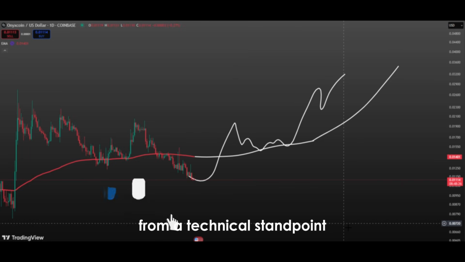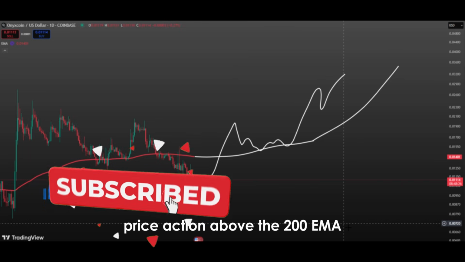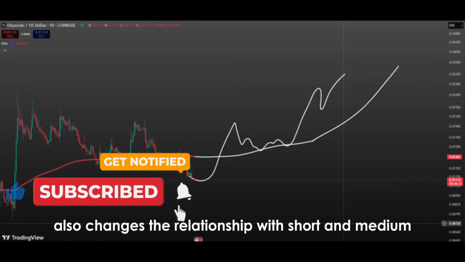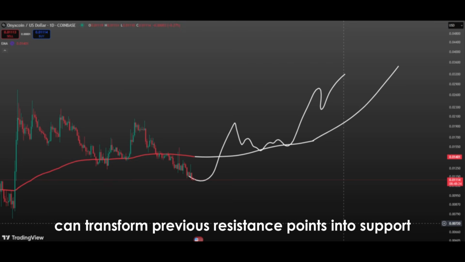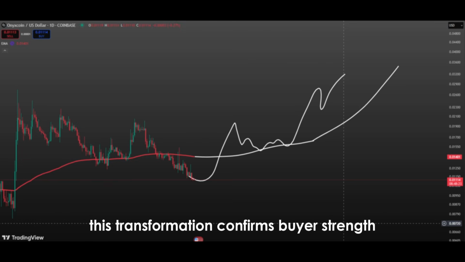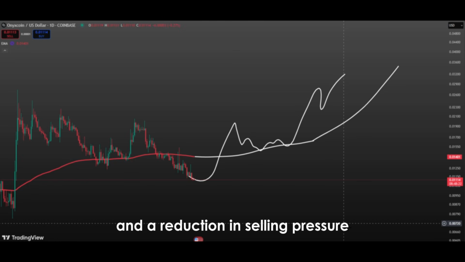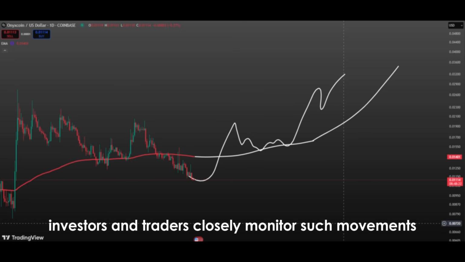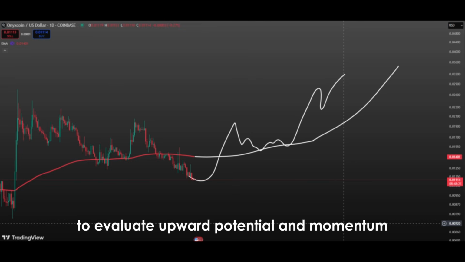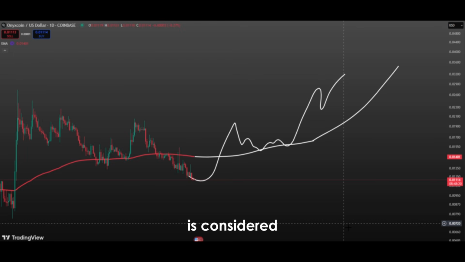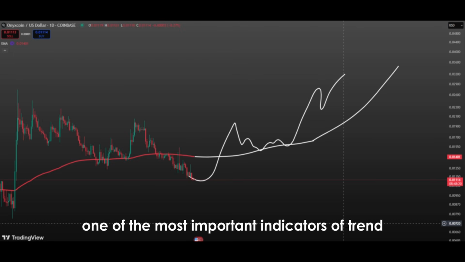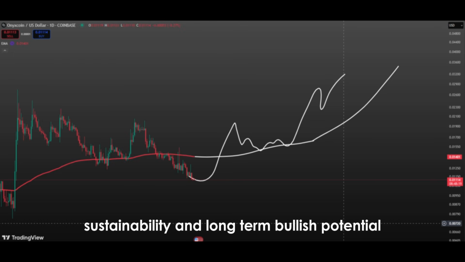From a technical standpoint, price action above the 200 EMA also changes the relationship with short and medium-term support points. Prices remaining above this level can transform previous resistance points into support. This transformation confirms buyer strength and a reduction in selling pressure. Investors and traders closely monitor such movements to evaluate upward potential and momentum. The price's persistence above the EMA is considered one of the most important indicators of trend sustainability and long-term bullish potential.